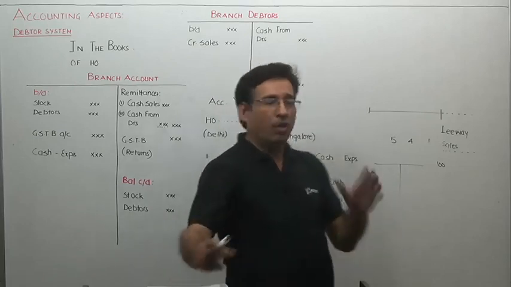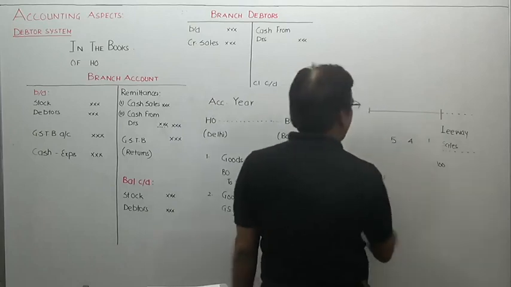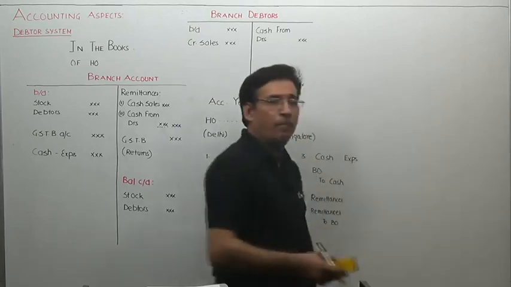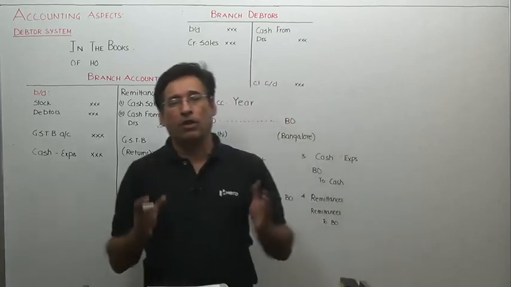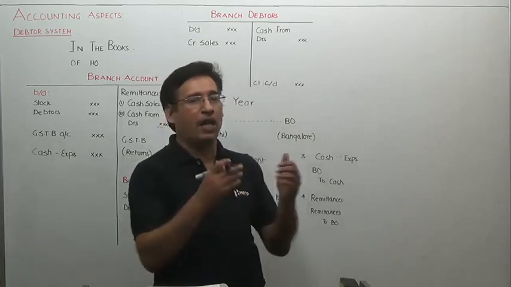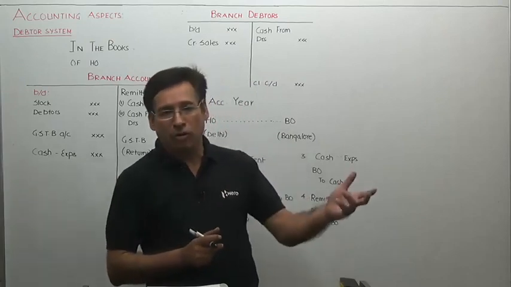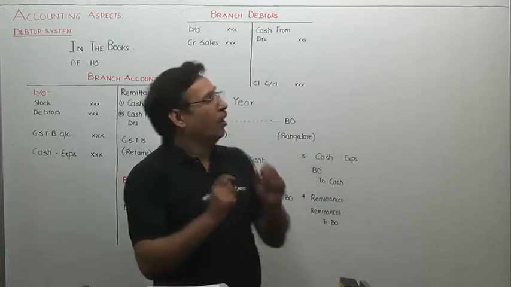Is it clear? So even though the entire policy framework is in the hands of the head office, in spite of that, the branch is given some liberty, some freedom with respect to its own sales policy. Is it clear to you? For example, the branch may take a unilateral decision of giving discount to the customer without asking the head office. Is it clear to you?